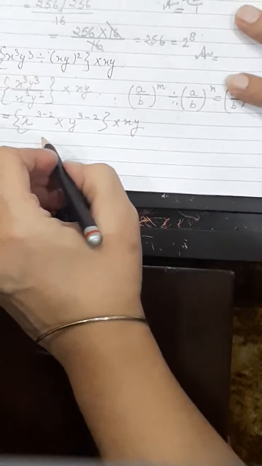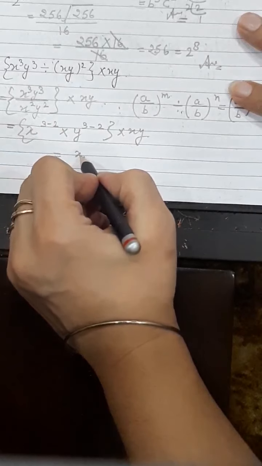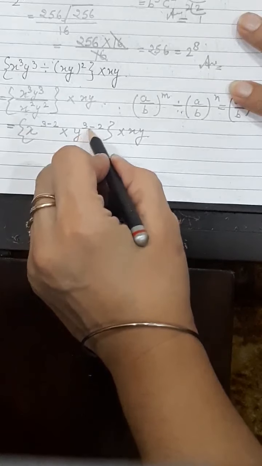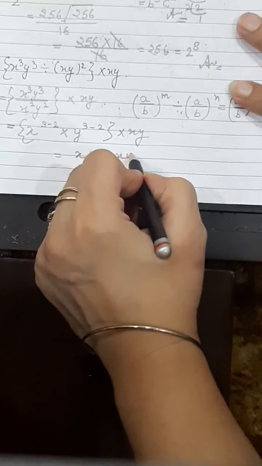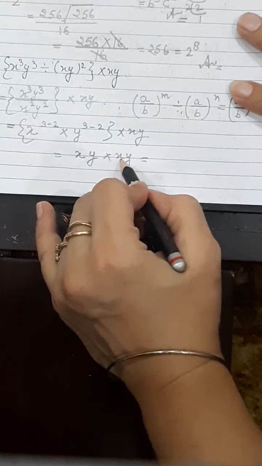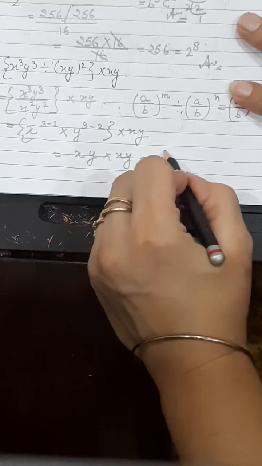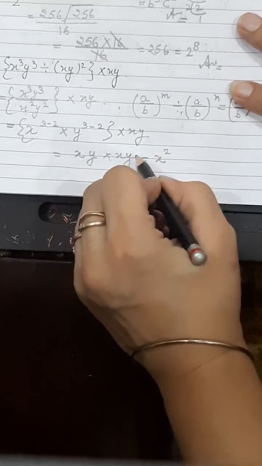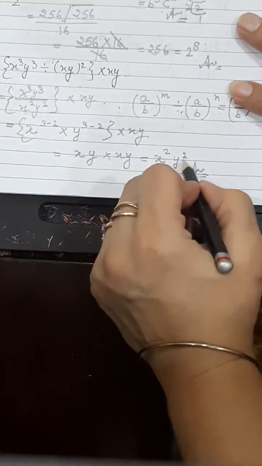into xy. Clear? Now, x to the power 3 minus 2 is x to the power 1, and we will write only x in case of x to the power 1. Similarly, y to the power 3 minus 2 is only y, into xy. X into x. X to the power 1 into x to the power 1 is x to the power 1 plus 1 is 2, because we are multiplying. Similarly, y to the power 1 into y to the power 1 is y to the power 2. So the answer will be x square y square.